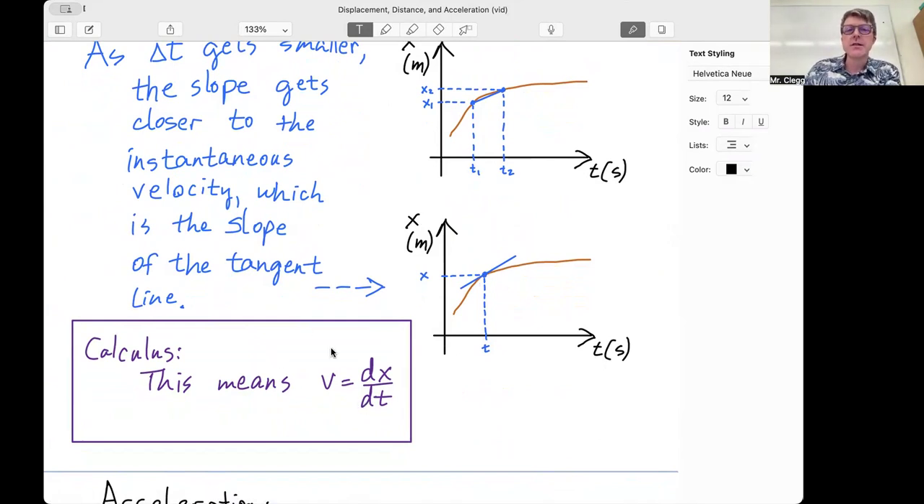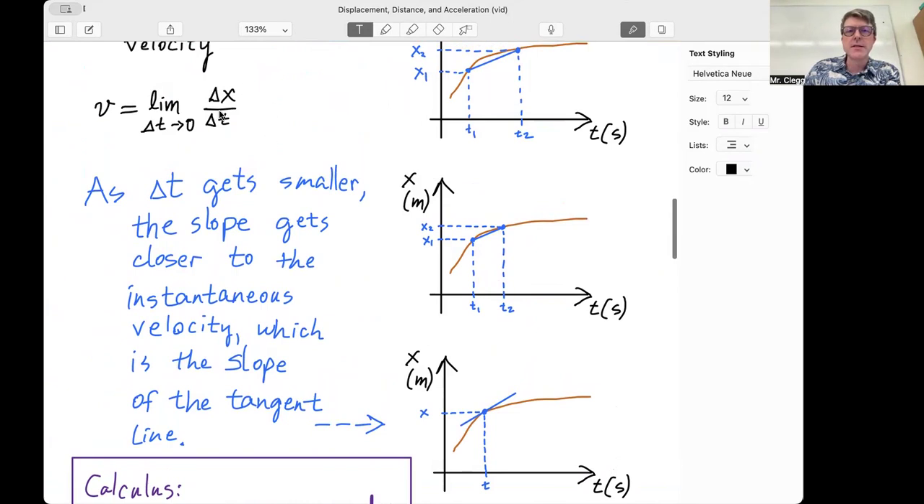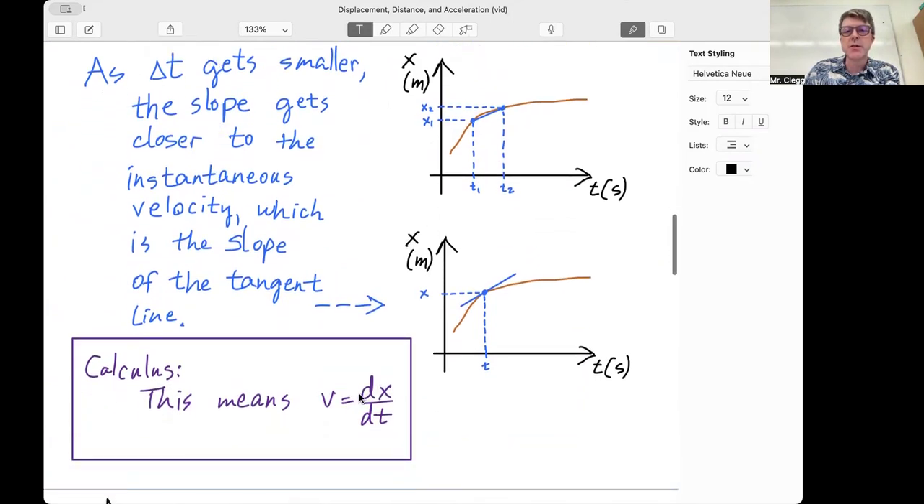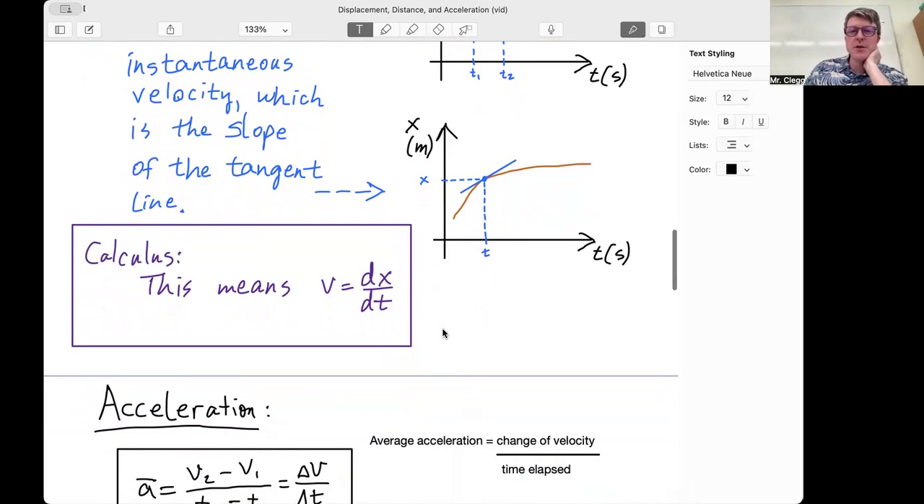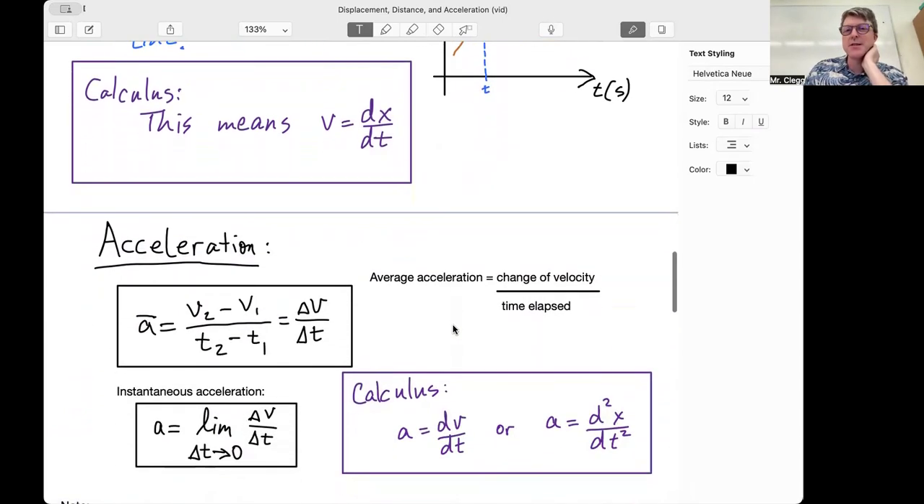And in calculus, this limit as delta t goes to zero of delta x over delta t is actually called the derivative, and we say dx dt. If you're not in calculus, don't worry about that. Just know that that's a thing that exists.